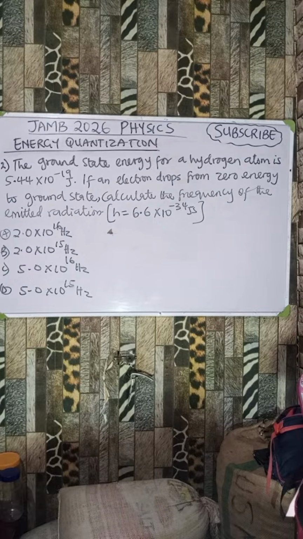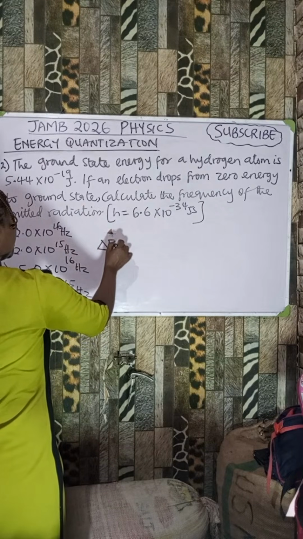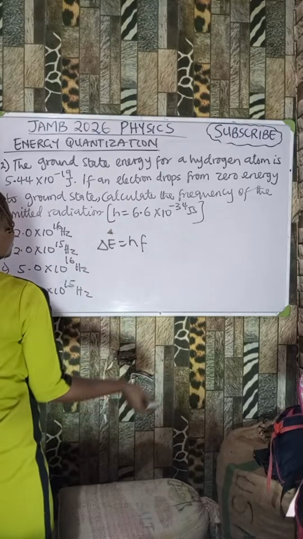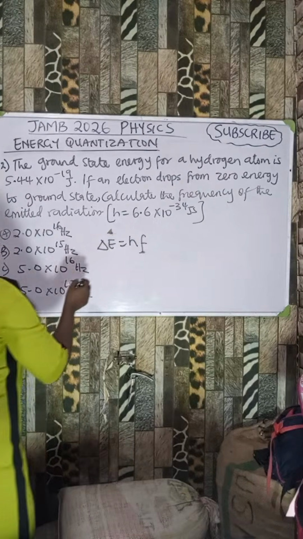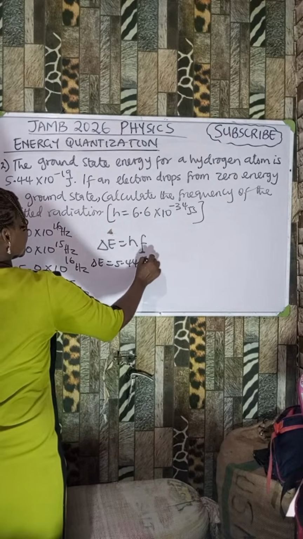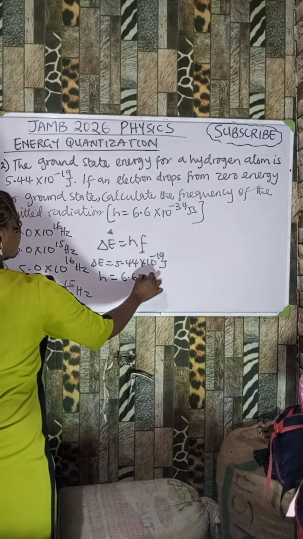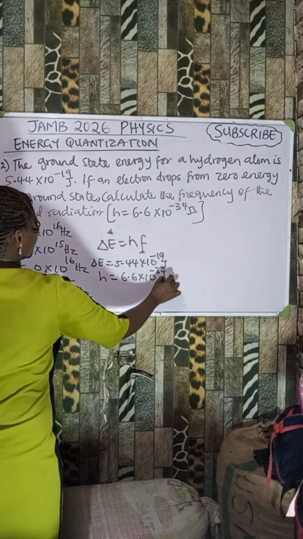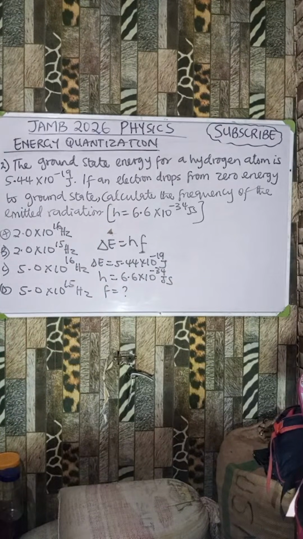We have that the change in energy is equal to Hf, right? What are we looking for? The frequency of the emitted photon, right? Now we have the energy to be this. I'll say the change in energy is given as 5.44 times 10 power minus 19 joules. The Planck constant is given as 6.6 times 10 power minus 34 joules second. We are looking for what? F. Is it clear? This one is still quite simple.